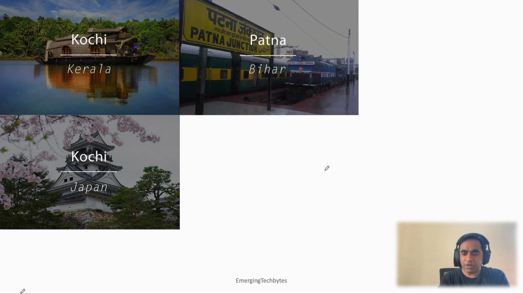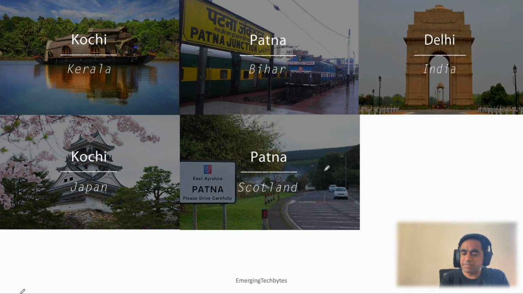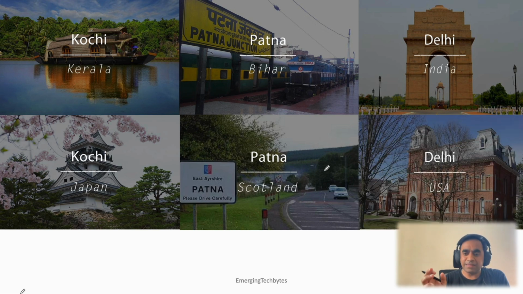There is a city called Patna in Bihar, but if you are a resident or if you have ever been to Scotland, there also there is a city called Patna. Though it has its root in the colonial era of India, why there is another Patna in Scotland, I'm not going there. And our famous capital, Delhi, which is the heart of India, but there is a Delhi in USA as well. So the point here is that it should be unique within that container itself, right?